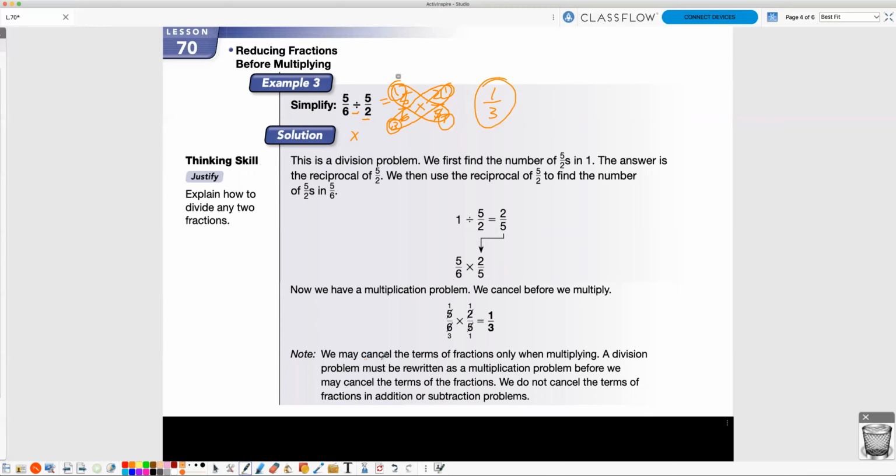So we may cancel the terms of fractions only when multiplying. A division problem must be rewritten as a multiplication problem before we may cancel the terms of the fractions. We do not cancel the terms of fractions in addition or subtraction. So do not cancel terms of fractions when you're adding and subtracting. If you're multiplying, you can do it. And if you're dividing, that's the same as multiplying by the reciprocal.